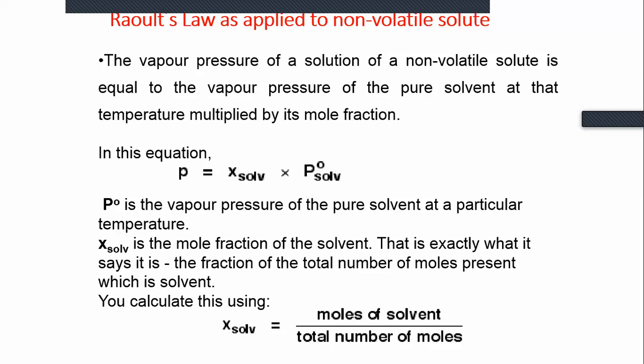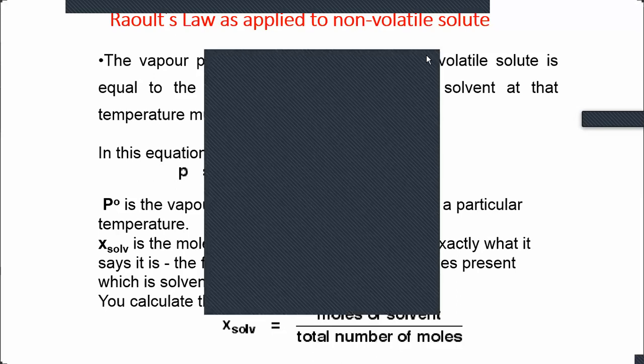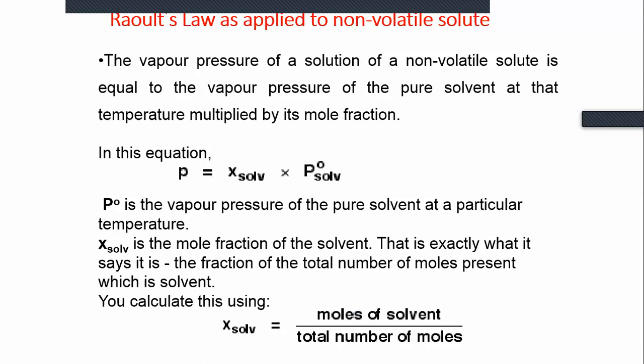Now, when you have a solute that does not volatilize, that cannot evaporate, do you think that it will produce a vapor pressure? No, it's not going to produce a vapor pressure, because it is not evaporating, it's not producing a vapor, and it's not hitting the walls or the lid of your container to exert a pressure. So there is nothing like vapor pressure for your non-volatile solute.